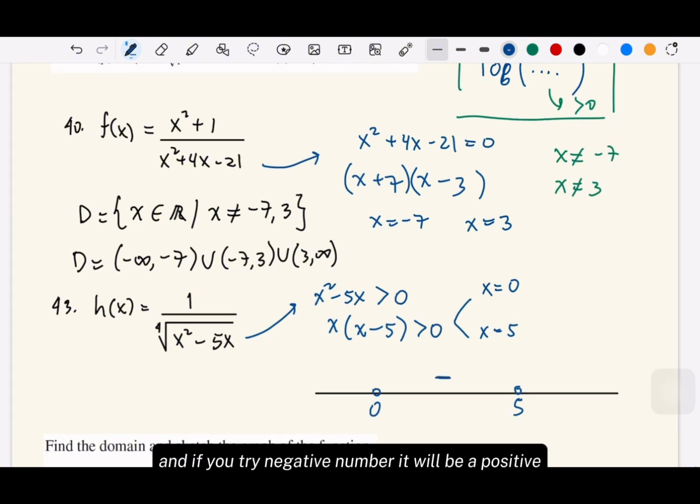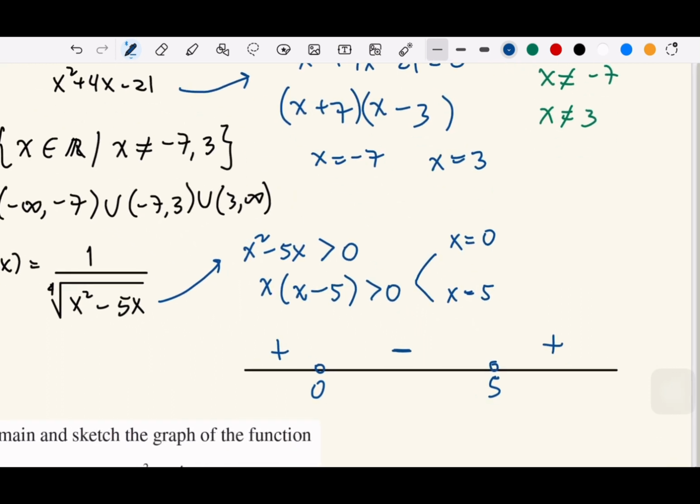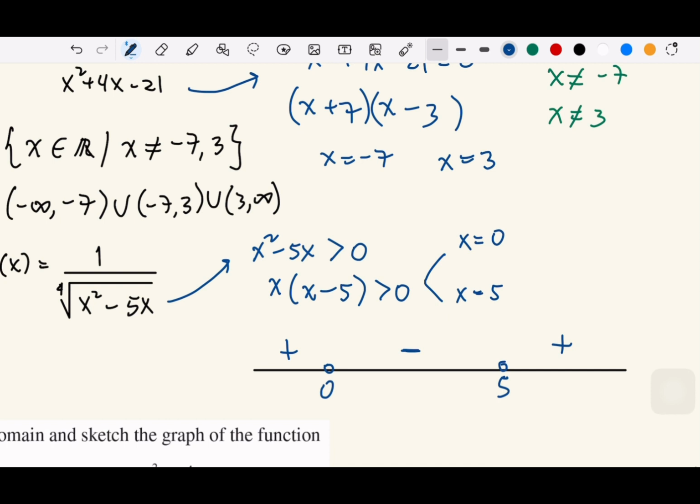And if you try a negative number, it will be positive, right? Negative, negative will be positive. If you have more than 5, 6, 7, and so on, it will also be positive. Okay? Okay, can you follow the idea? Anyone still confused about how to get this positive, negative, positive? Okay, still okay, right? Okay.